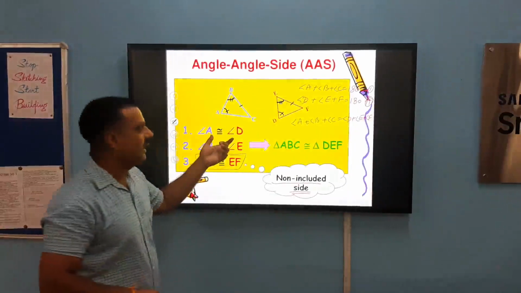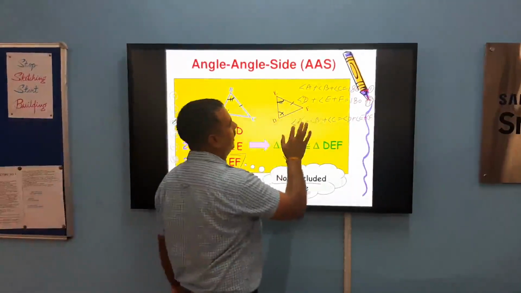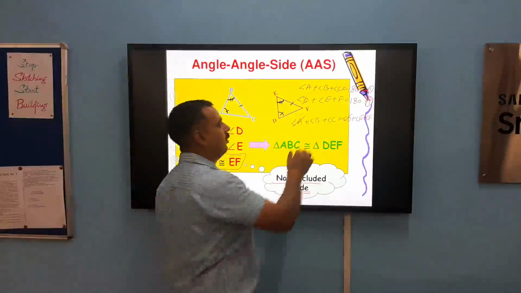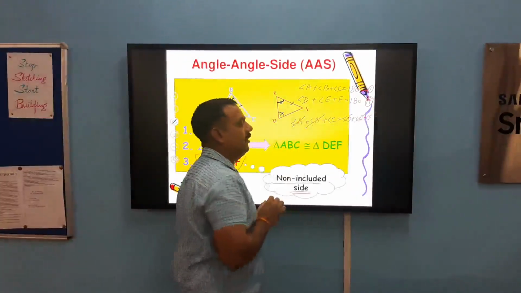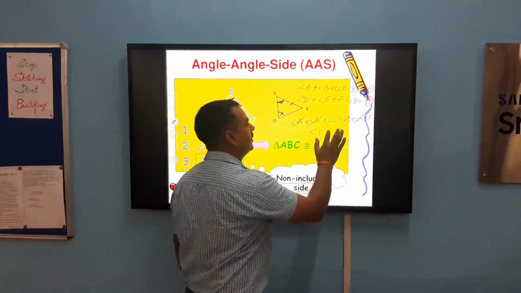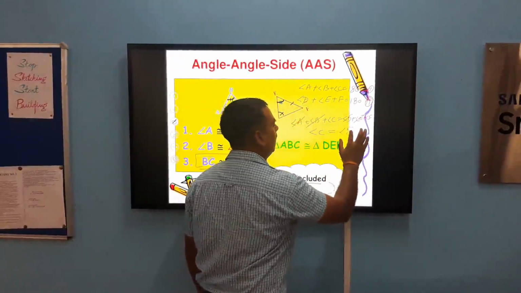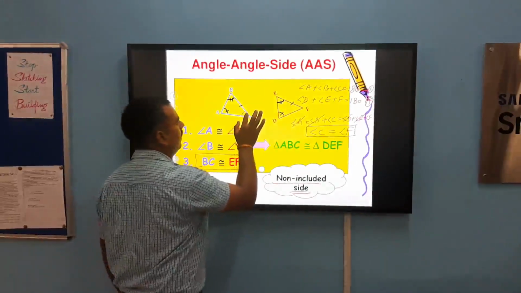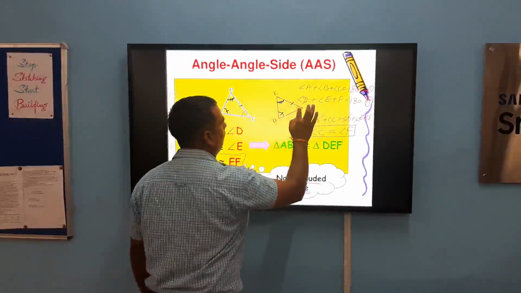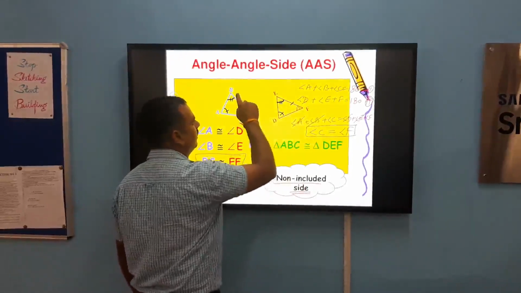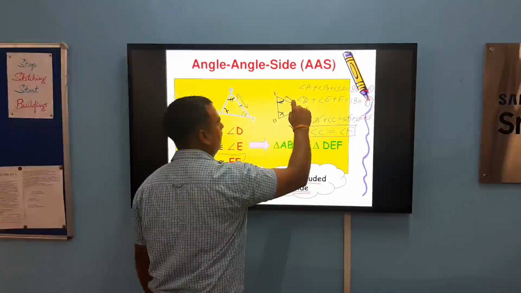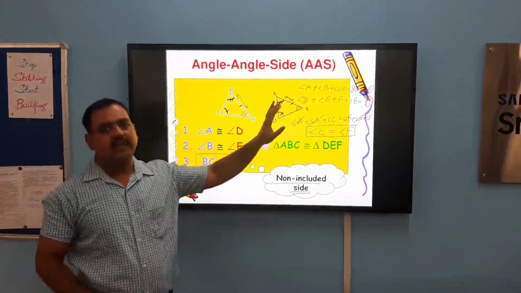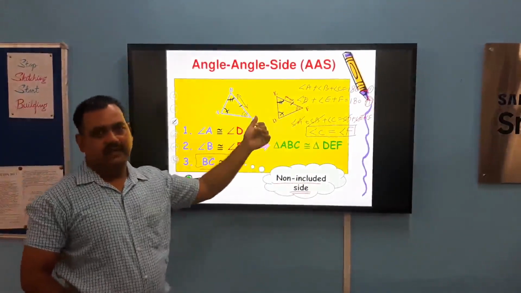Now we know that angle A is equal to angle D, so we eliminate A and D from both sides. Angle B is equal to angle E, so we eliminate angle B and angle E from both sides. And angle C becomes equal to angle F. After getting this, the side becomes an included side, and we can use ASA.